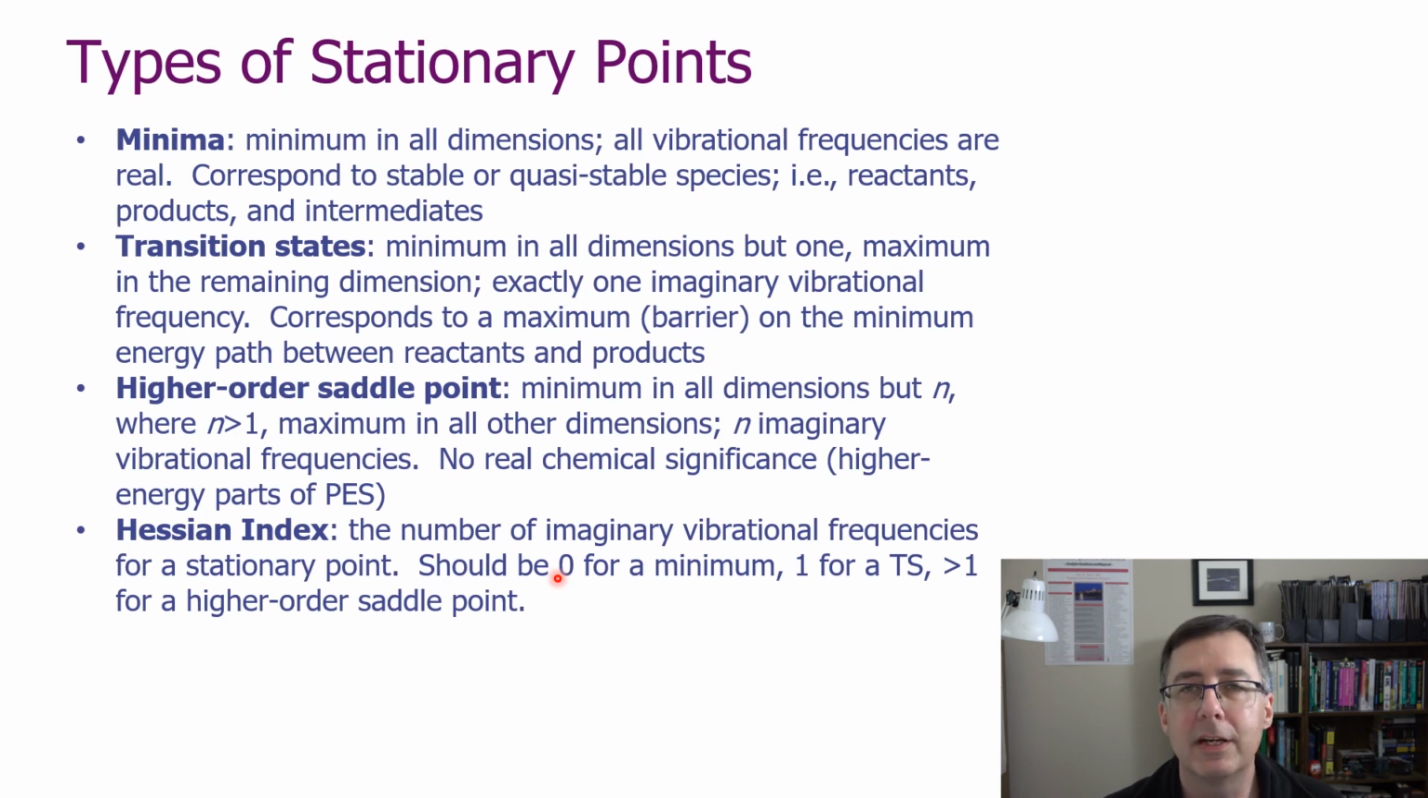And finally, the Hessian index is just a number. It's the number of imaginary vibrational frequencies you compute. If your Hessian index is 0, then you're at a minimum. If it's a 1, you're at a transition state. If it's more than 1, you're at a saddle point.